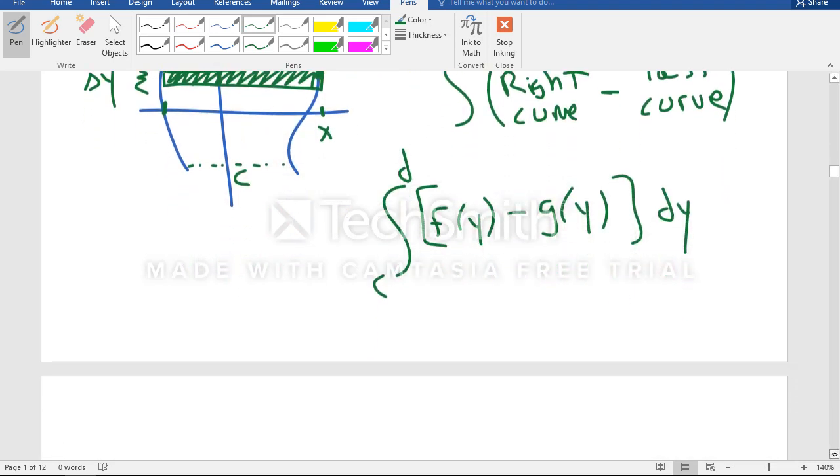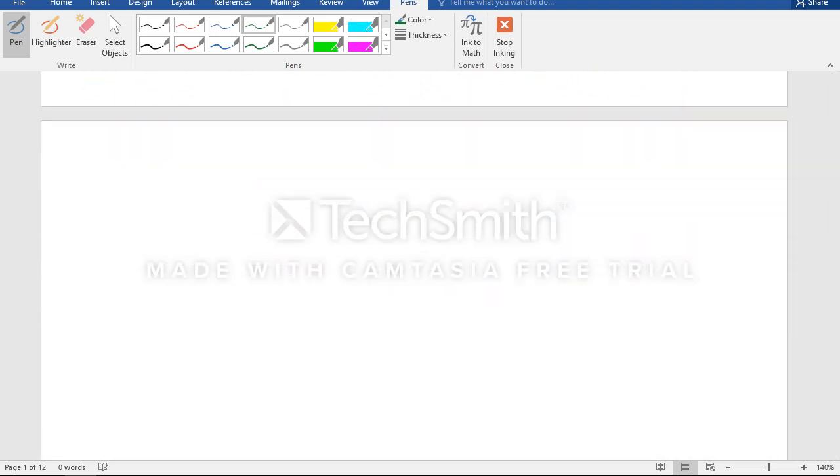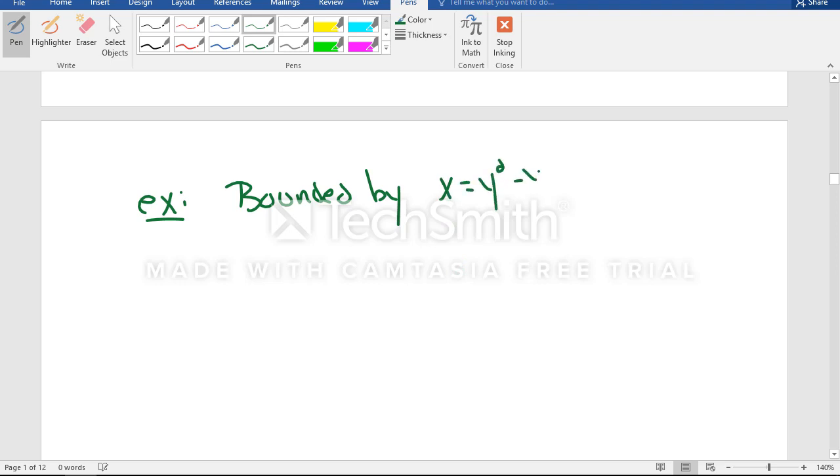So let's look at a specific example related to that scenario. Let's suppose that we want to find the area bounded by, let's say something like this. Let's say we have x equals y squared minus 4y, and then we have, let's say, x equals 2y minus y squared. Now look, we could sketch these by hand as well, right?